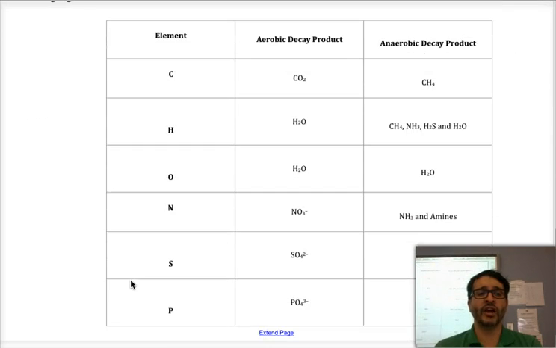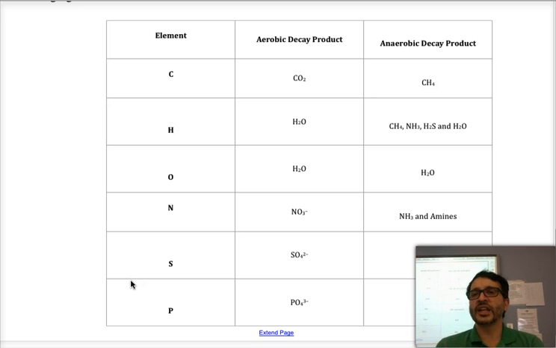All right, so if you have carbon, the aerobic decomposition product is CO2, carbon dioxide, which doesn't have a smell. The anaerobic decay product is methane, which also does not have a smell, but it is one of these hydrocarbons. All right, hydrogen aerobic decomposition, or decay, is going to be water, while the anaerobic is going to be involved in making methane, ammonia, hydrogen sulfide, and also some water. Oxygen, regardless of whether it's aerobic or anaerobic conditions, obviously if you have oxygen, you have somewhat aerobic conditions, you're going to make water.